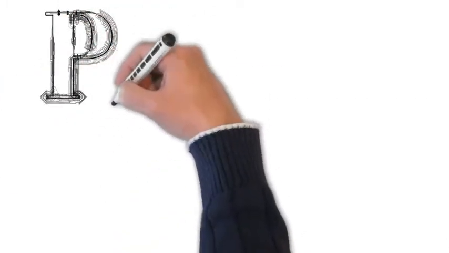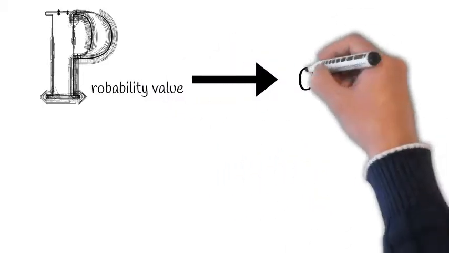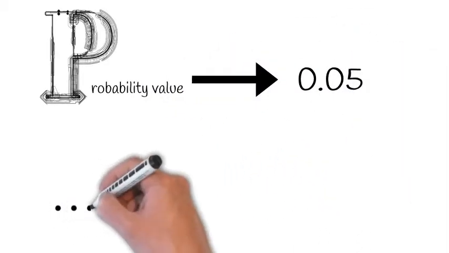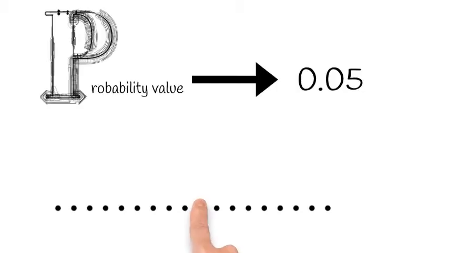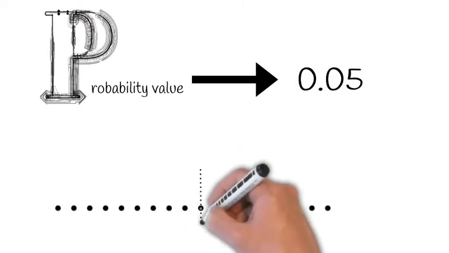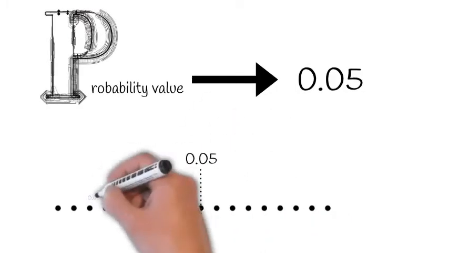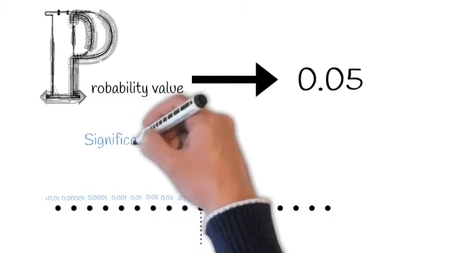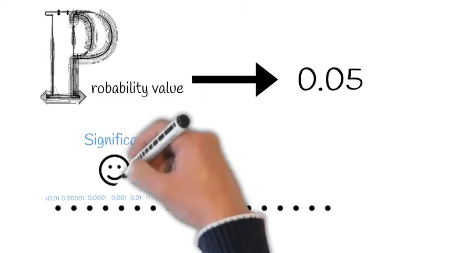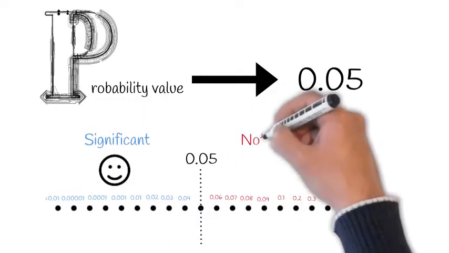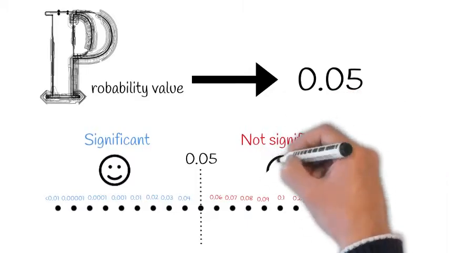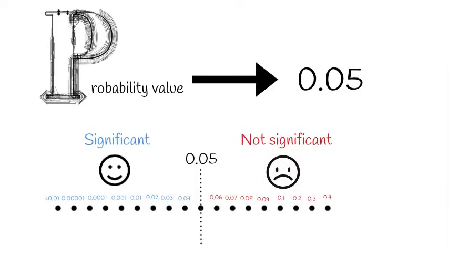P-value is short for probability value, and its threshold is arbitrarily taken as 0.05. So a p-value of less than 0.05 is a significant p-value, which is what most researchers look for. And a p-value of more than 0.05 is not significant. Let us take an example to understand all these statistical words.